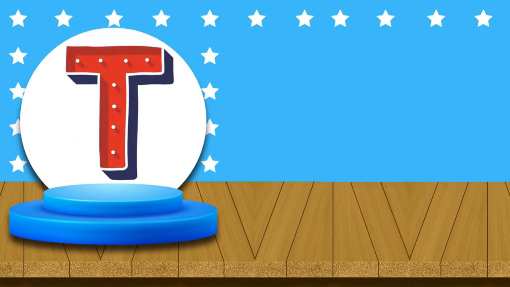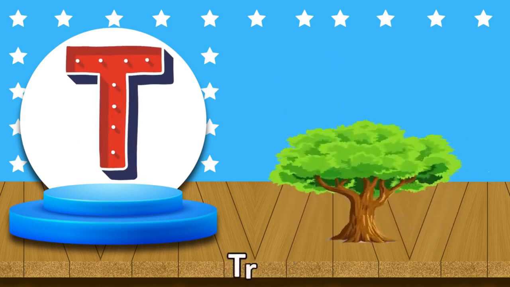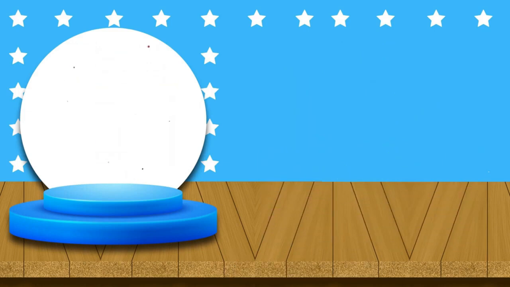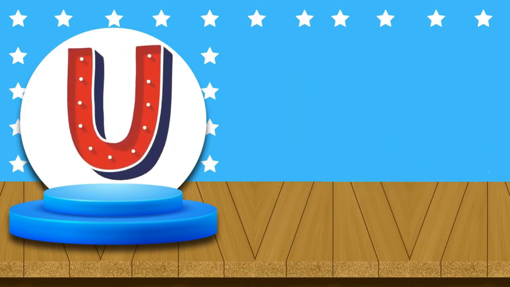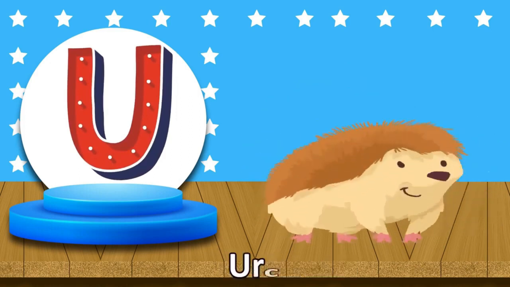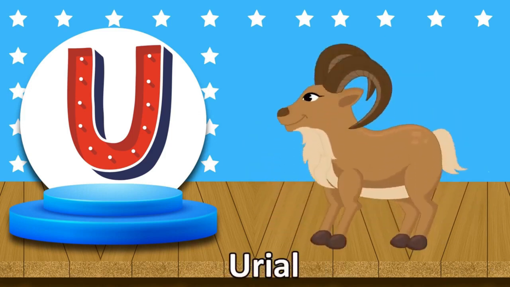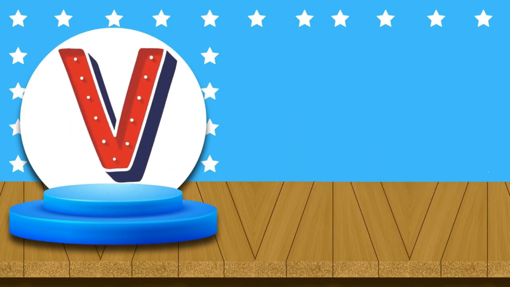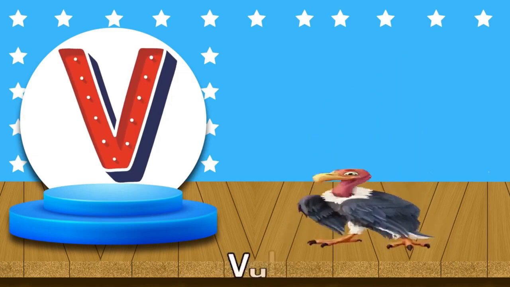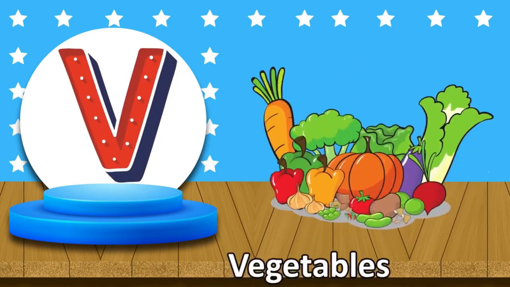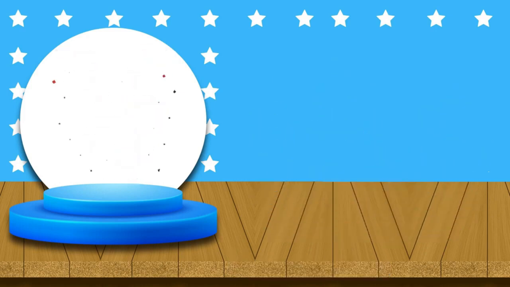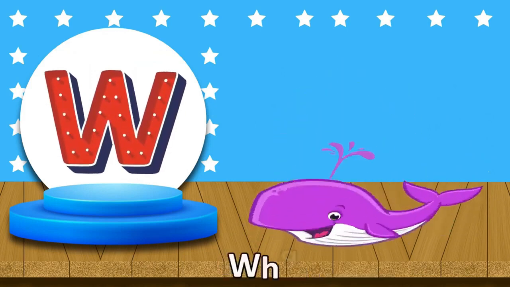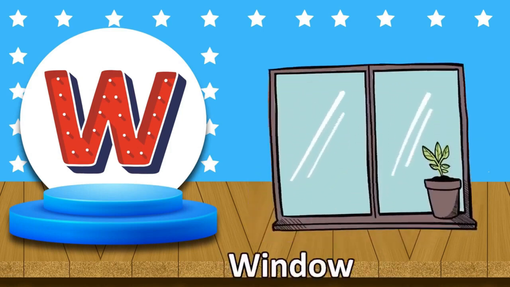T is for tiger, tree, television. U is for umbrella, urchin. V is for volcano, vulture, vegetables. W is for watermelon, whale, window.